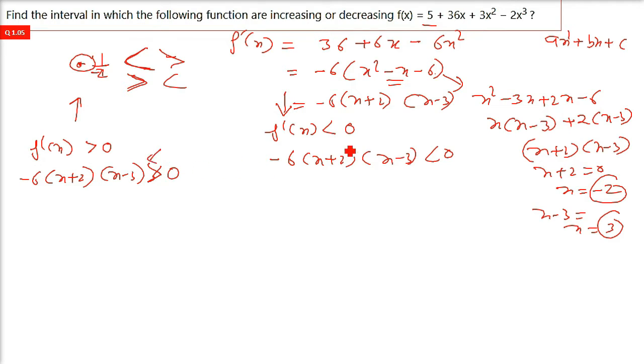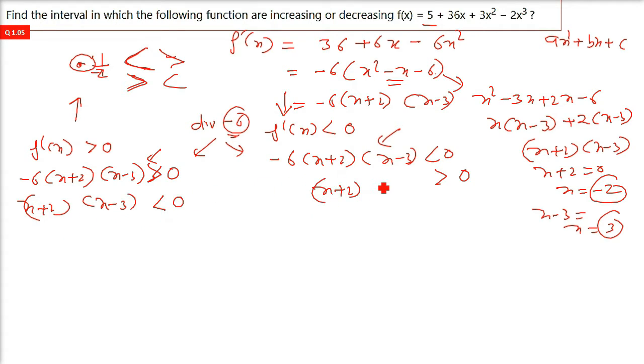So now, multiplying both sides, or you can say dividing both sides, by -6. Whenever we divide by a negative, it can be any number, the inequality will change. We are trying to eliminate this -6, so the inequality is going to change here. (x plus 2) into (x minus 3) is less than 0. Here we have (x plus 2) into (x minus 3) greater than 0. We have seen the explanation already. Now we can directly write the answer here because it is quite clear.